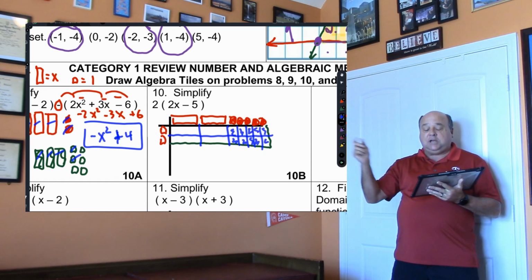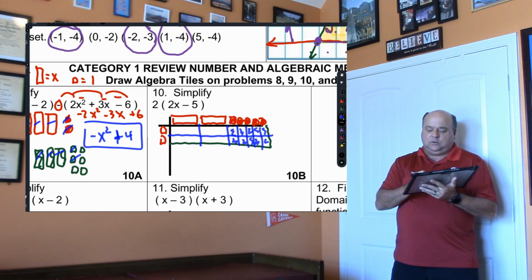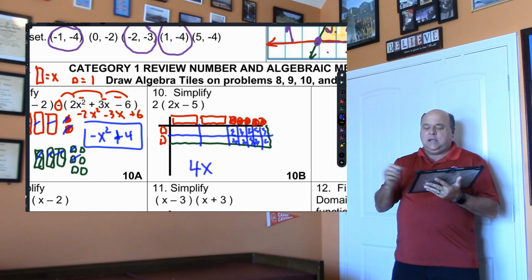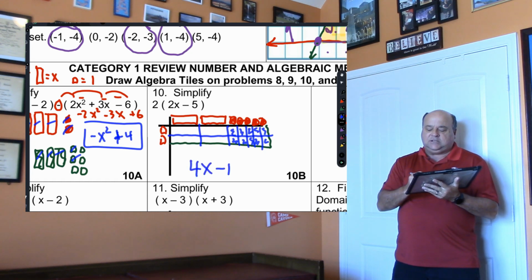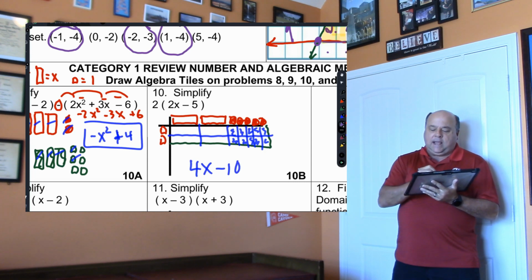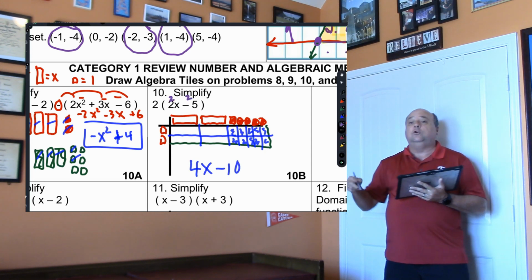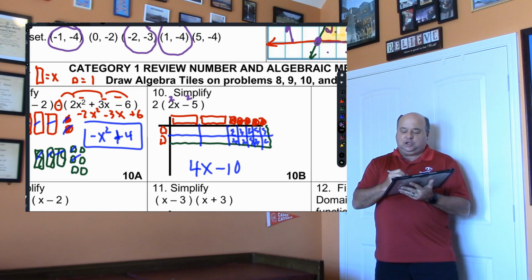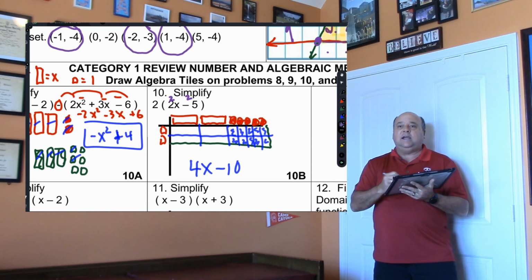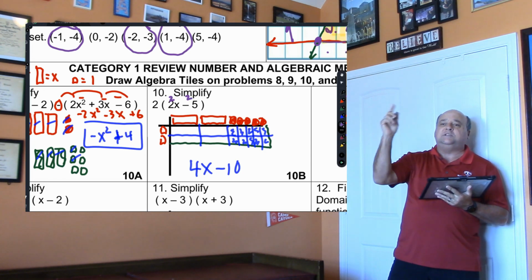The answer is what shapes you have. So we have 4 big rectangles. That's going to be 4x. And then we have 10 shaded squares. That's minus 10. And look what happens when you distribute 2. 2 times 2x is 4x. 2 times negative 5 is negative 10. It works out, doesn't it?